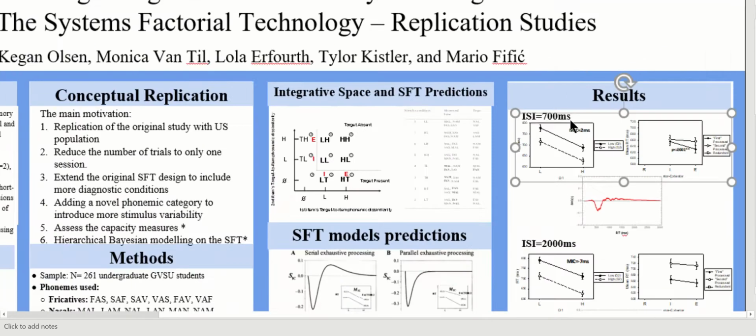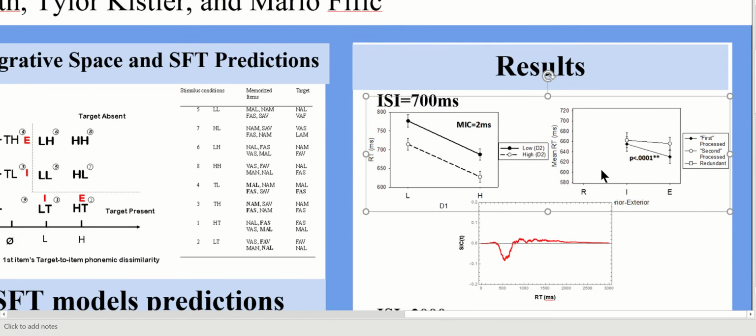So let's see the results. They were conducted on 100 subjects. We see the average results here for the short ISI, which is the short period between the last item in the memorized set and the target, indicating strong additivity. MIC is 2 milliseconds, meaning the lines are parallel. We also see an interesting characteristic pattern of the interior and exterior items here that, together with the SIC function, which is an S-shaped function, suggests the analysis for both target present and target absent cases was serial exhaustive.